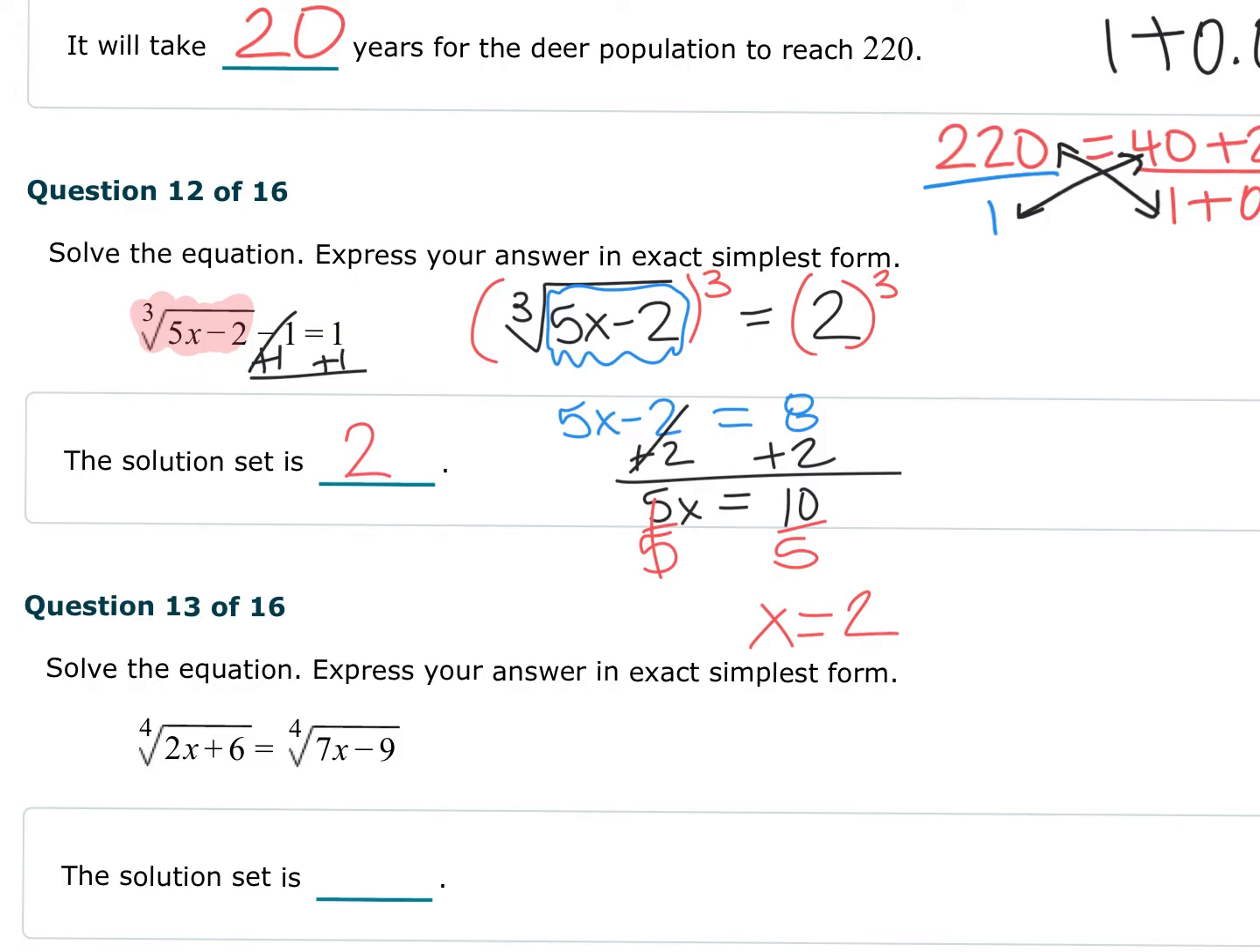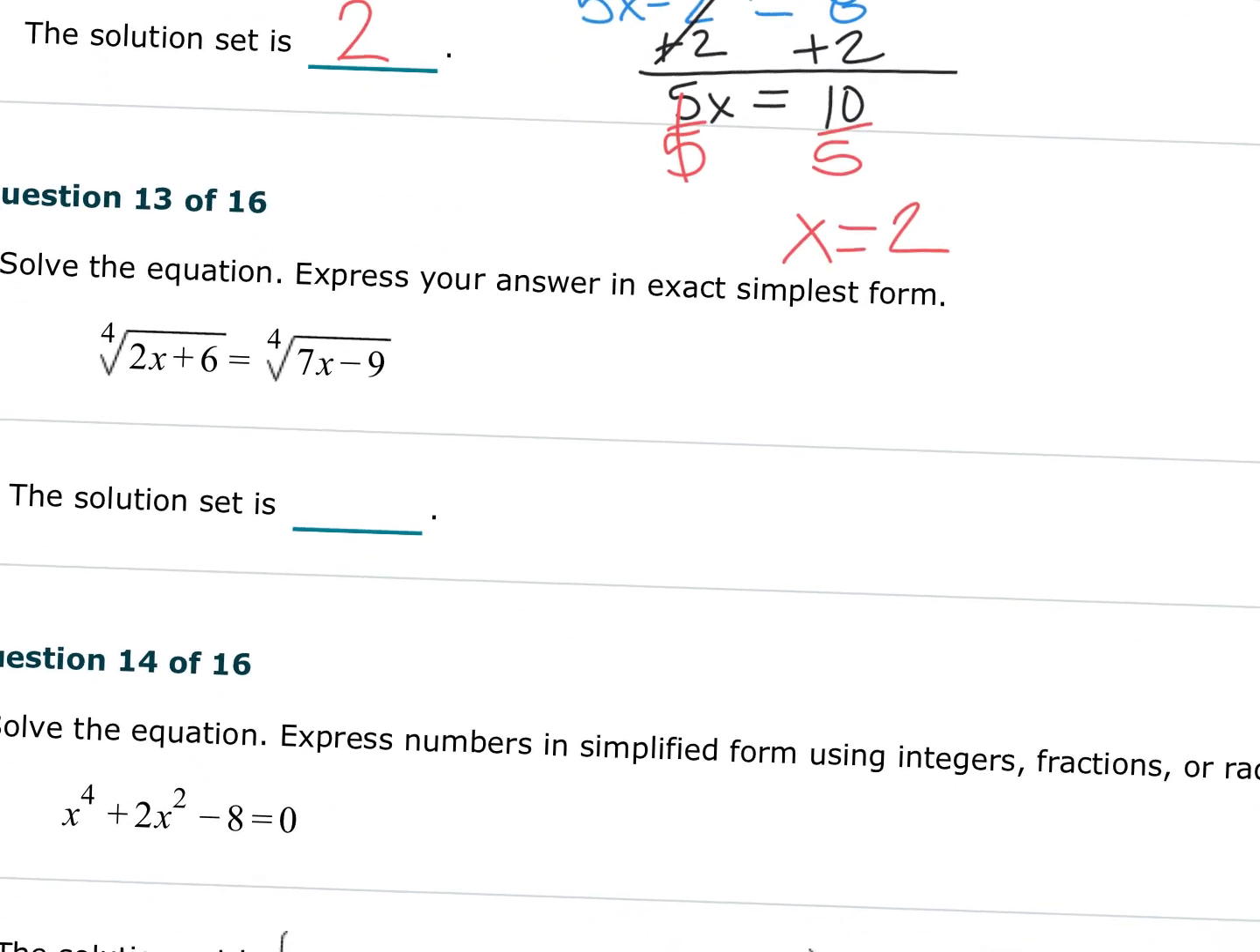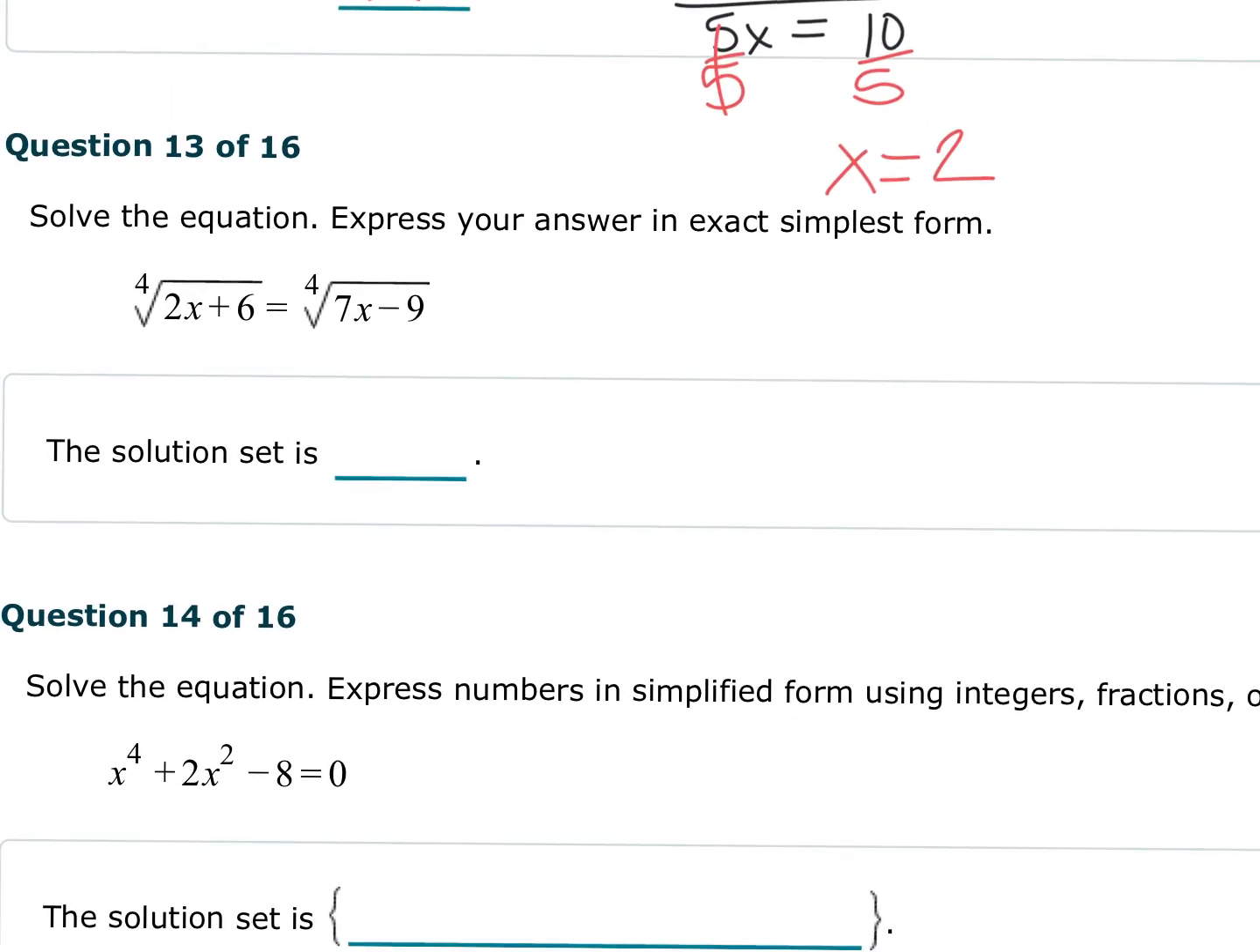All right, let's try number 13. So for number 13, we have the fourth root of 2x plus 6 is equal to the fourth root of 7x minus 9. They are both the fourth root, and they're both isolated, so we can right away raise them to the 4th power, and then something really cool happens. So I end up with 2x plus 6 equals 7x minus 9, which is really exciting that we can just end up setting them equal to each other.